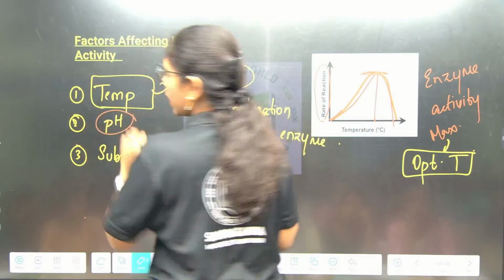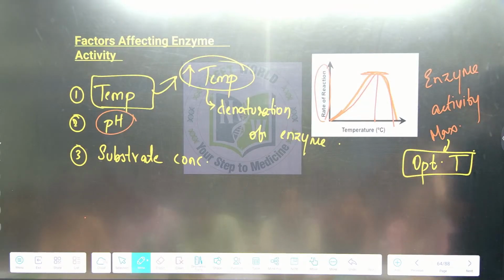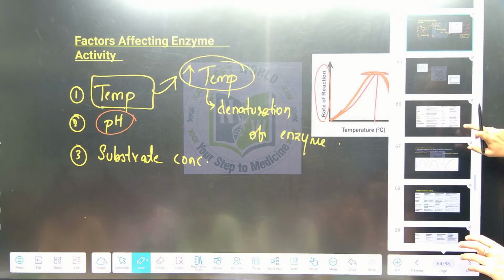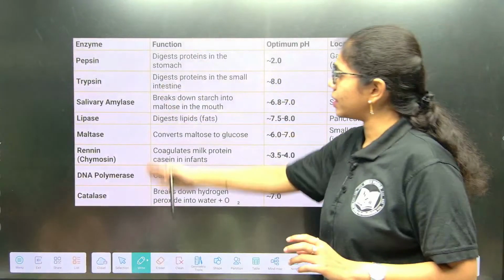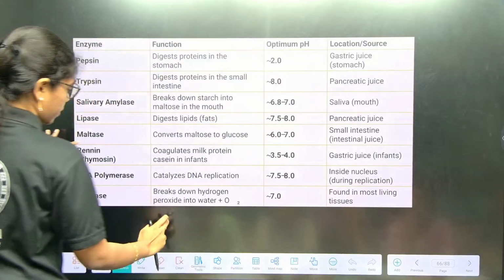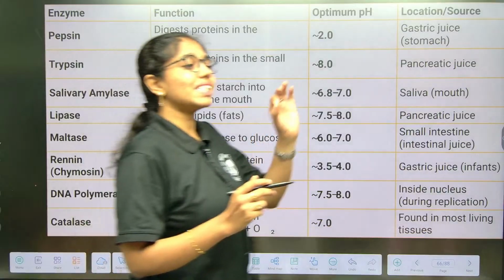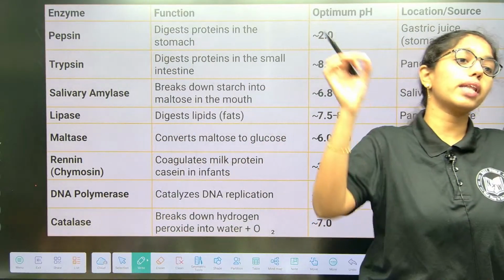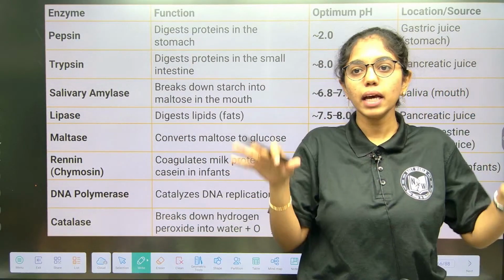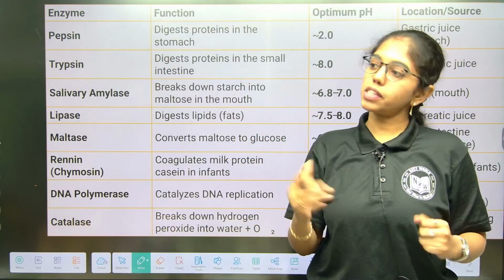Next is pH. Every enzyme's optimum pH is specific to each enzyme. Here, if you observe a different set of enzymes, their functions and their optimum pH. At a pH less than the optimum pH or more than the optimum pH, the enzyme activity will get reduced. At optimum pH only will enzyme activity be maximum, and that is specific to each enzyme.